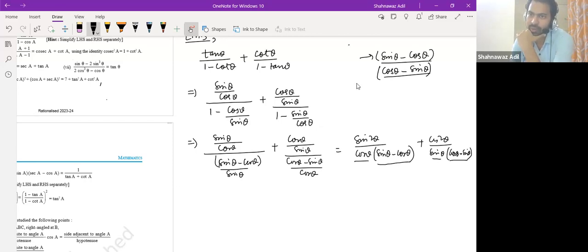Okay, let me give you guys one hint. On the left side we can multiply by sin theta by sin theta, and on the right side we can multiply by cos theta by cos theta.